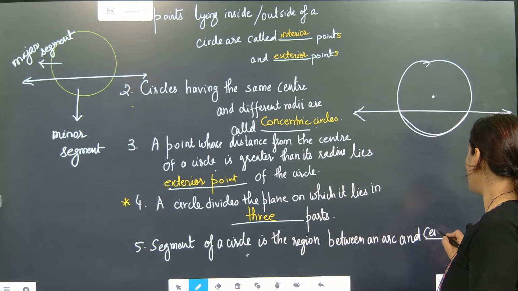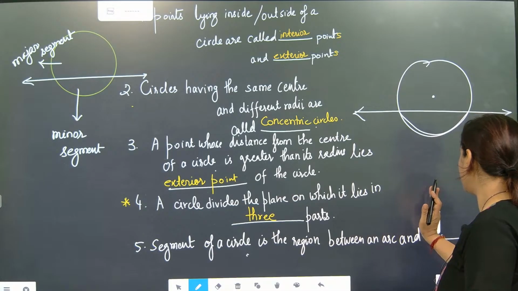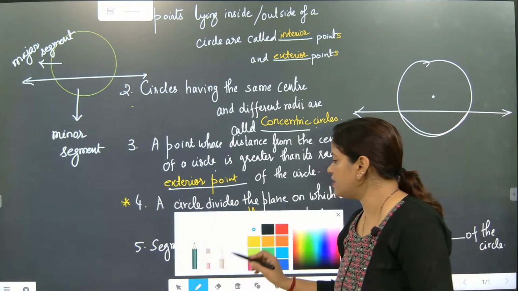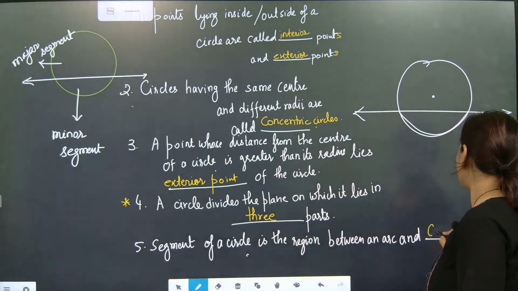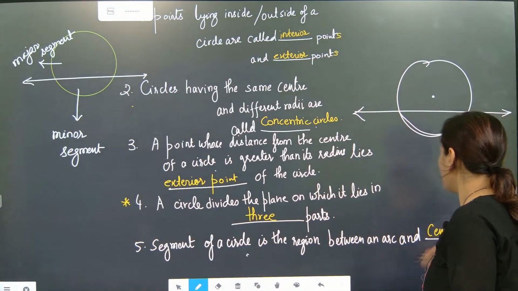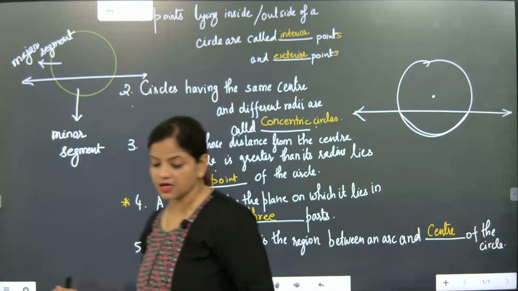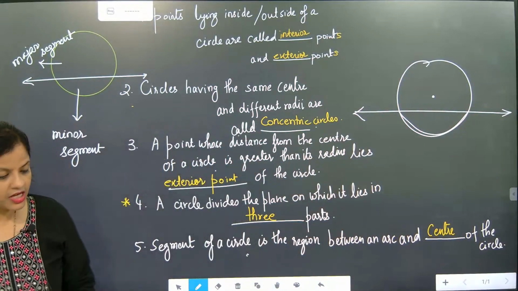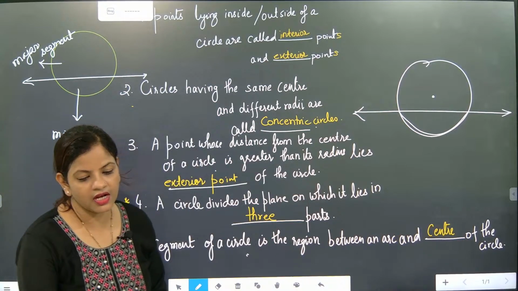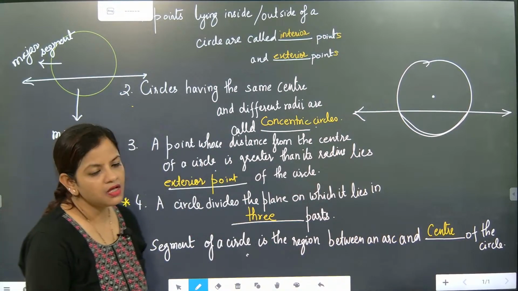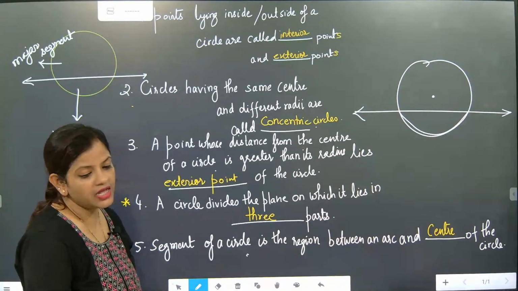Note down, arc and center of the circle. It is the region between the arc and center of the circle. This is most important. Don't forget, because this type of fill-in-the-blanks question comes and it is difficult. Segment of a circle is the region between an arc and center of the circle. Understood? Note down very nicely.